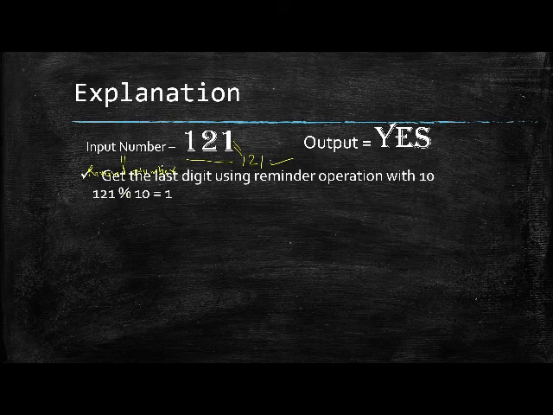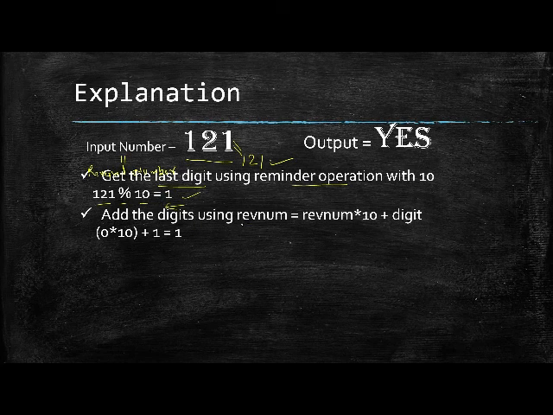So the key pointers which we need to remember in order to build the logic behind it: we have to get the last digit using the remainder operation. In this case, 121 remainder 10 is 1. So we will get each of the digits from backwards. Next, we will form the reverse number using reverse number into 10 plus digit. Initially, we will initialize the reverse number to 0, and then each time multiply the reverse number into 10, and then add the digit which we obtained in the previous step.